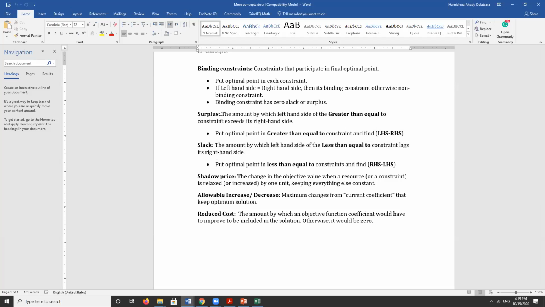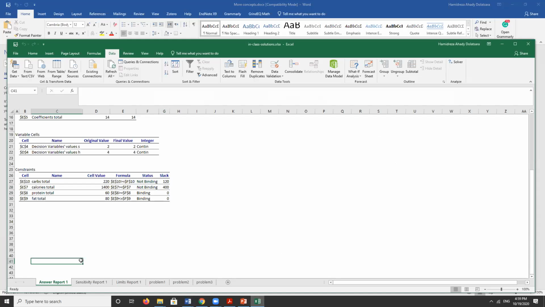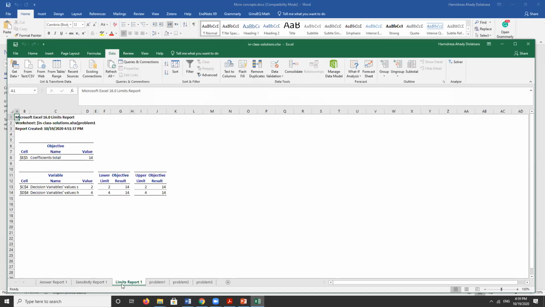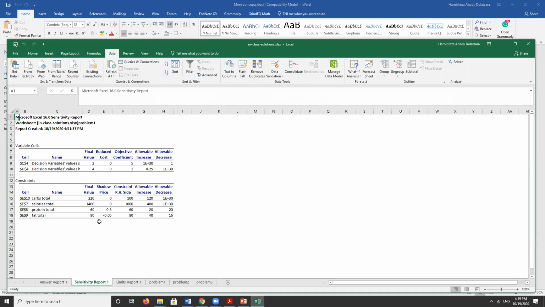Shadow price is the change in the objective value when a resource, either a constraint, is relaxed or increased by 1 unit, keeping everything else constant. So what happens if you relax your constraint by 1 unit? What happens to your objective function? Where is that? Shadow price.